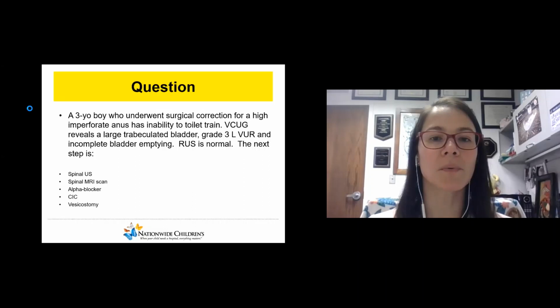Great, everyone did really well on this one as well. It is spinal MRI.